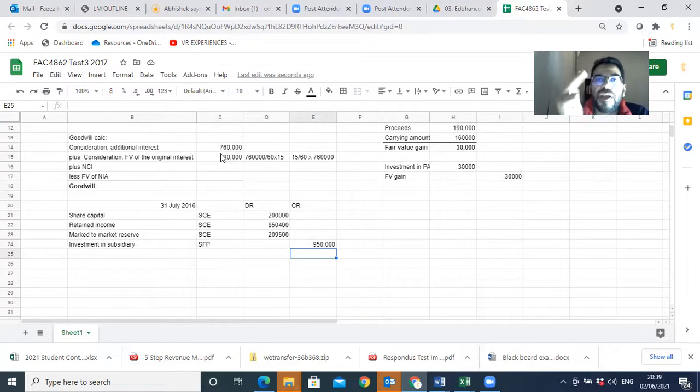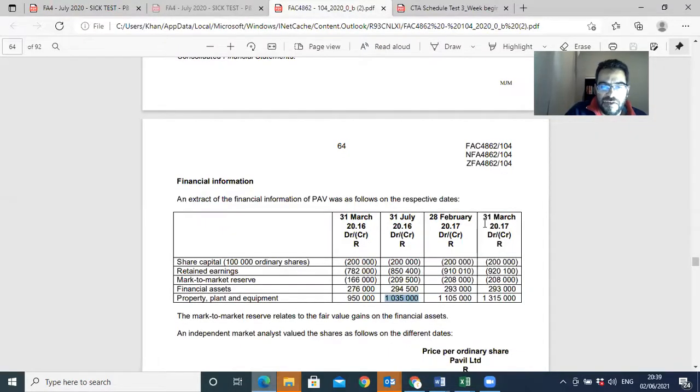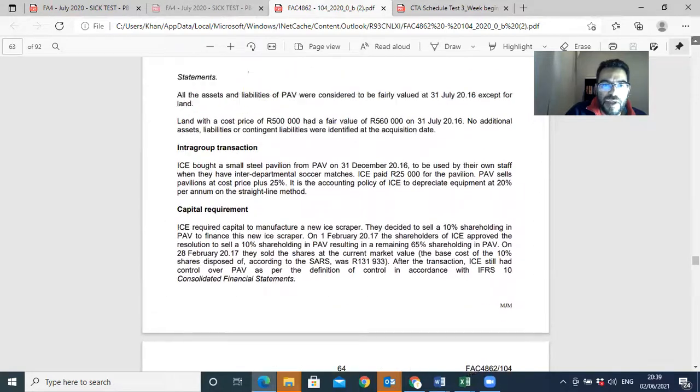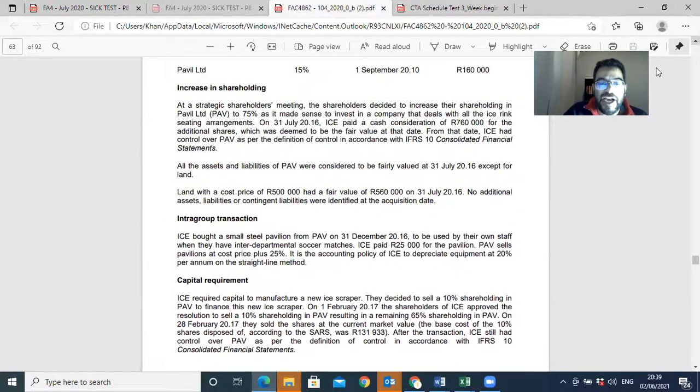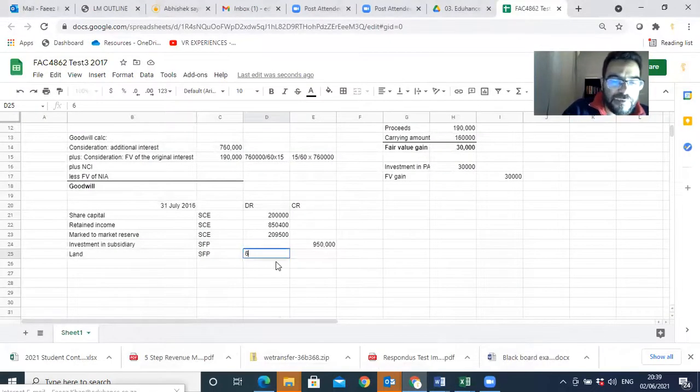Number three, we recognize fair value adjustments. What was the fair value adjustment? It went against land, and land is an asset, so it's SFP. It went from 500 to 560, I think. So from 500 to 560, which is 60,000 Rand. It's a fair value adjustment. It increased by 60,000. What comes with that?